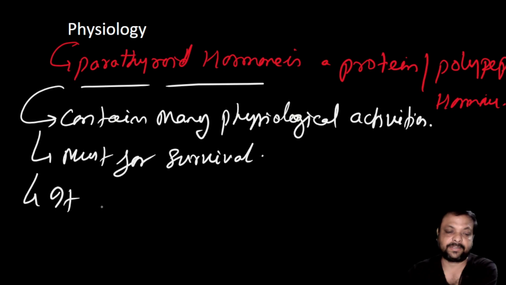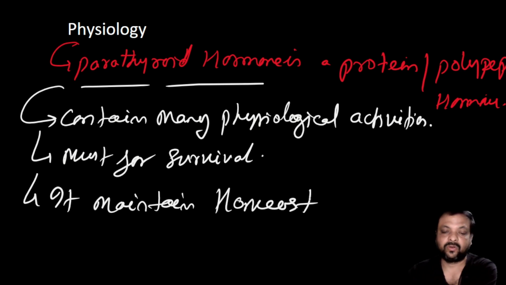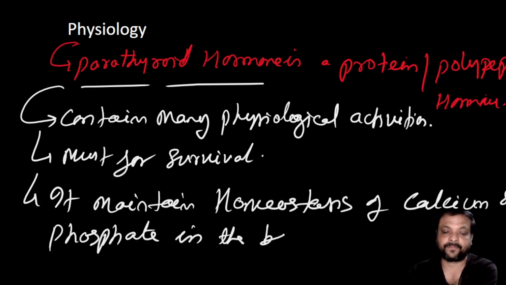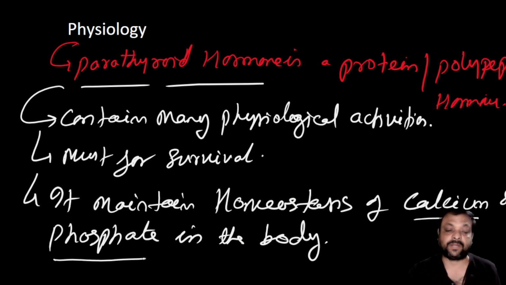Why? It maintains homeostasis. Homeostasis of what? Of calcium and phosphate in the body. Got it? So it maintains what? Calcium and phosphate balance in the body, or calcium and phosphate homeostasis or equilibrium in the body. So it is the main hormone for survival.